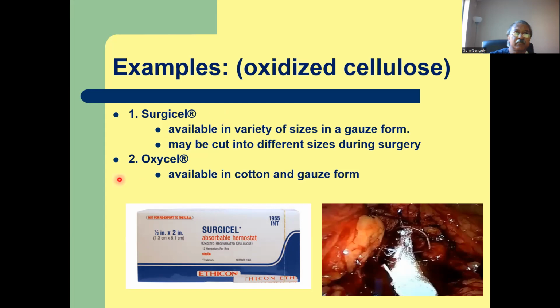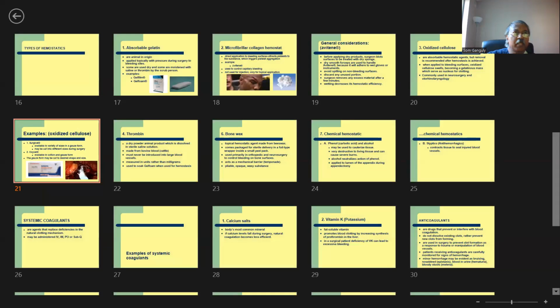So Surgicel and Oxycel are a rather cheaper alternative than Habitant. Habitant is expensive. Surgicel and Oxycel is not expensive at all. So the surgeon likes to use this first before they move to the avidin.